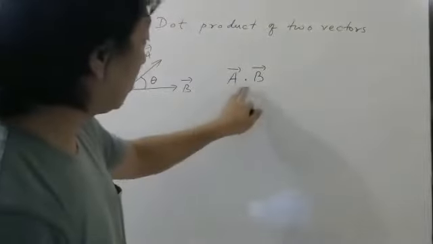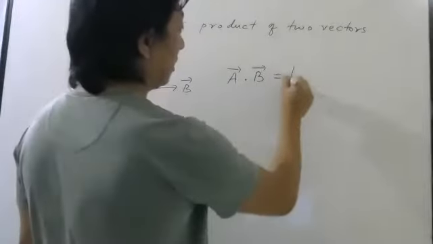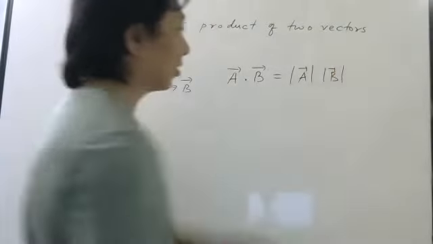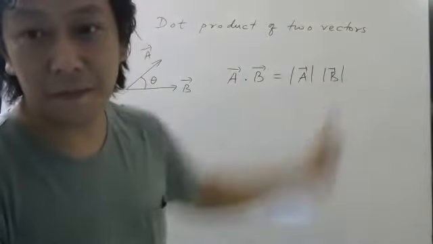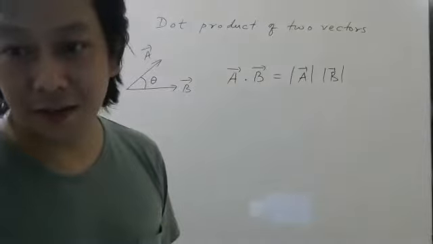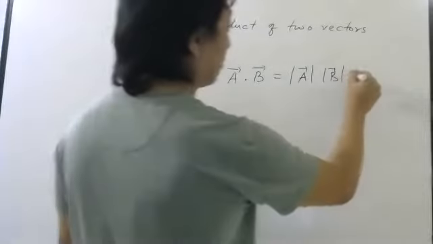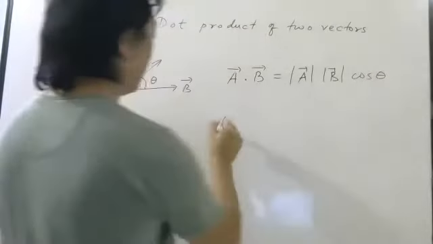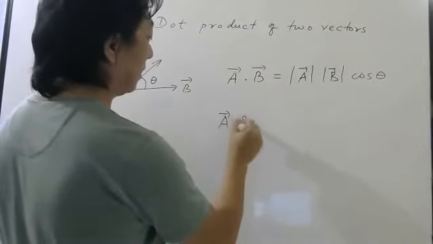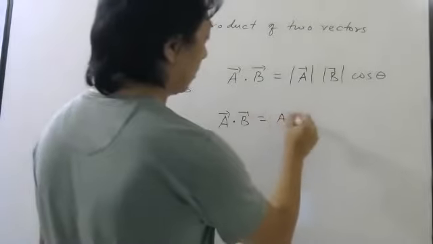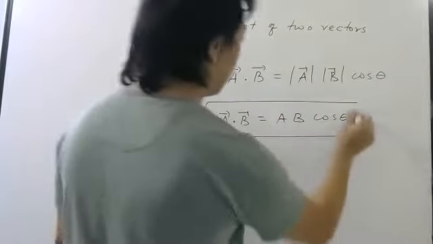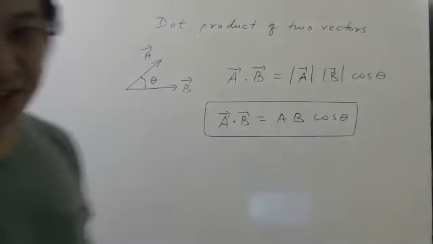So a bar dot b bar is given by what formula? Magnitude of a bar, magnitude of b bar, cos or sine? Cos was there or sine was there? Cos. So cos of this angle, which in a simple way you can write as AB cos theta. That is the simple definition.